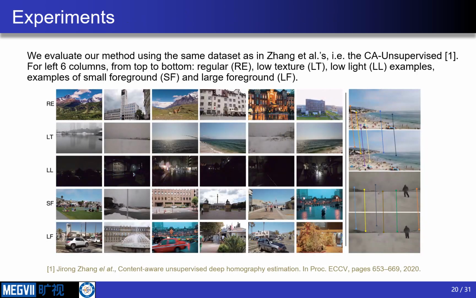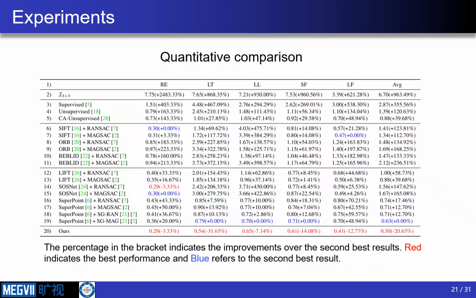We evaluate our method using the same dataset as in Zhang et al.'s, which covers 5 different scenes including regular, low texture, low light, small foreground and large foreground. Firstly, we list all the quantitative evaluations here.